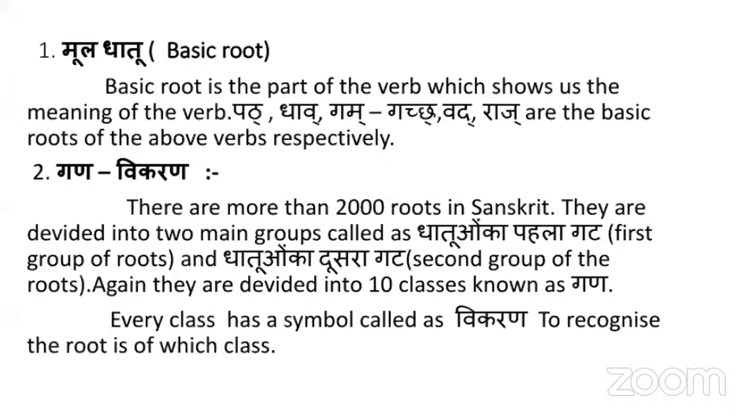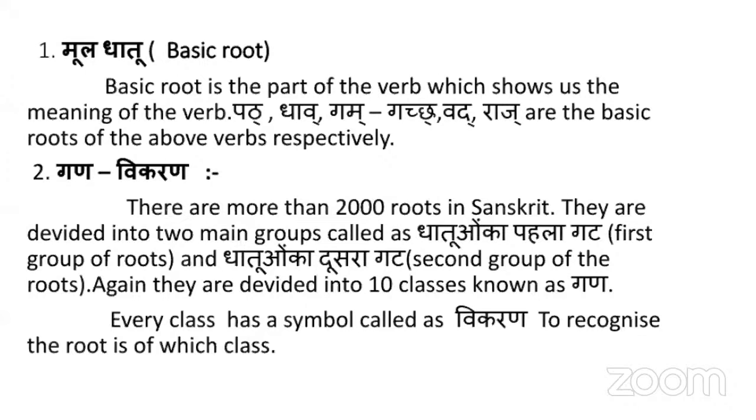Like that, there are more than 2000 roots in Sanskrit. So they are divided into two main groups, that is Dhatuon ka pahla gat, the first group of roots, and Dhatuon ka dusra gat, the second group of roots. But again they are divided into 10 classes, because finding out from which group the root is became difficult. These classes are known as Gana.